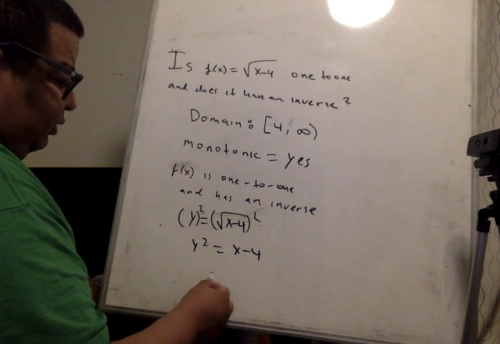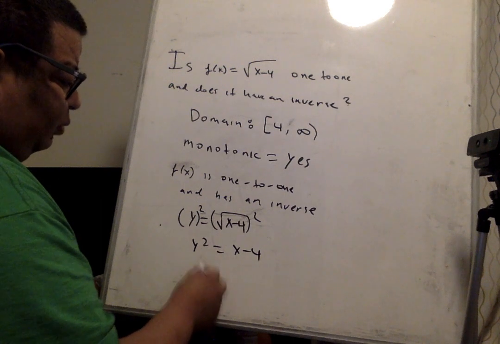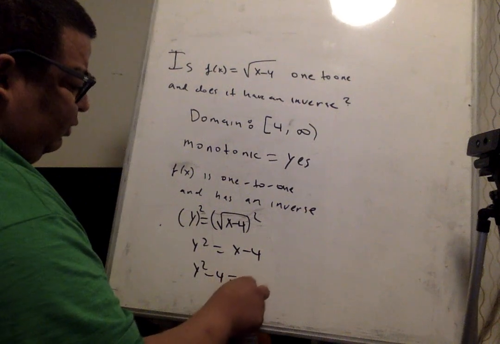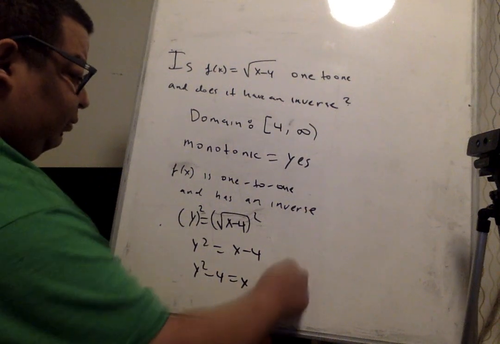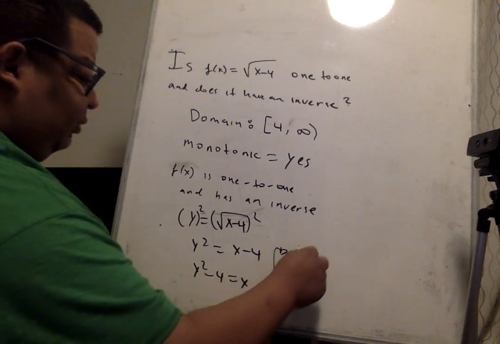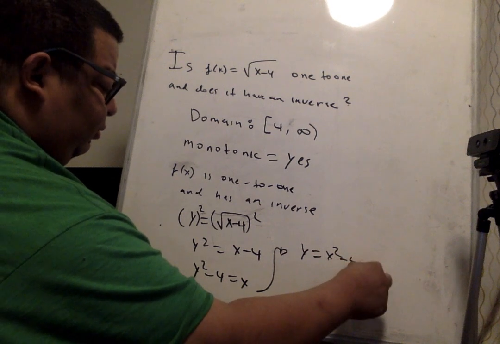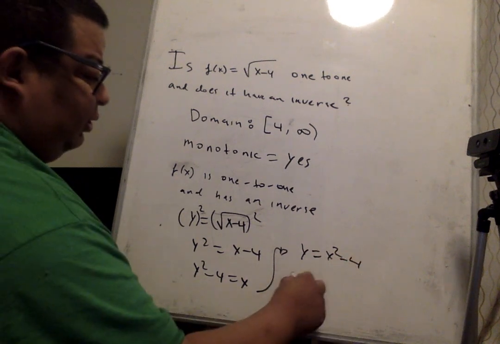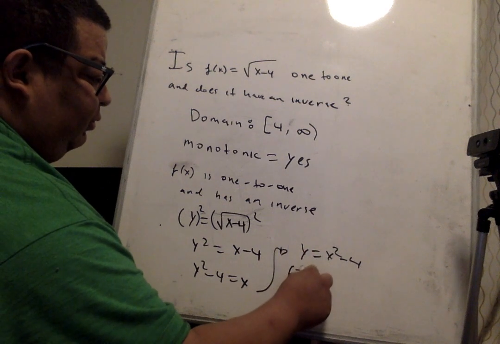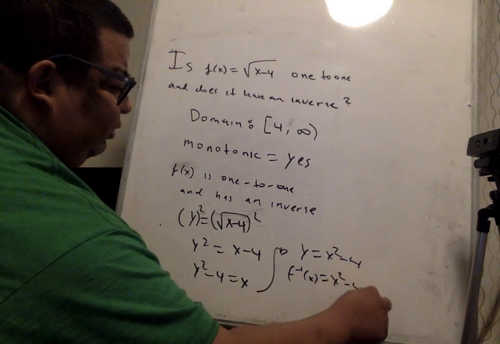Then we solve for x, so it will be y squared plus 4 equals x. And then the final step is just to switch x and y, so it will be y equals x squared plus 4. That means f inverse is equal to x squared plus 4.